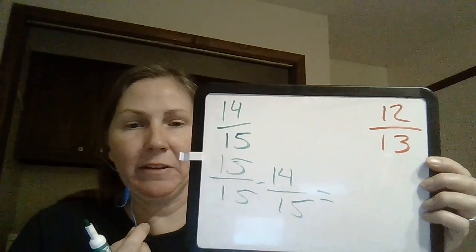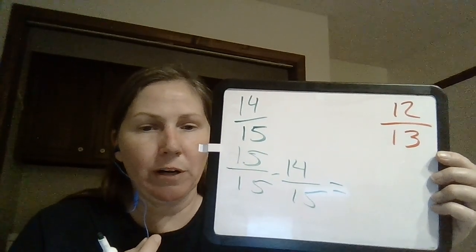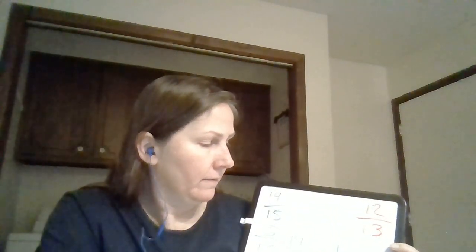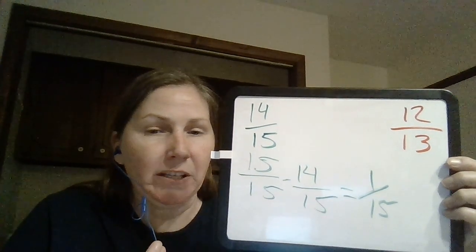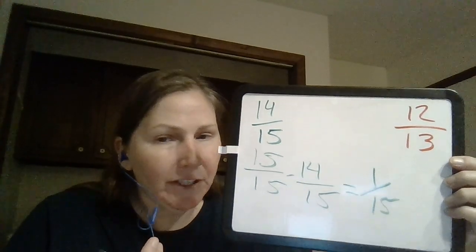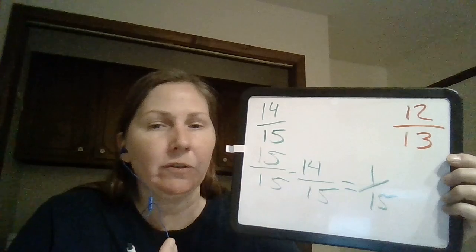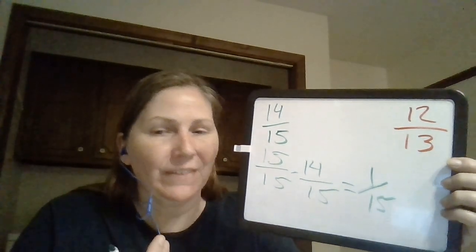Okay, it's sloppy, but we have 15 fifteenths minus 14 fifteenths, and 15 minus 14 equals 1, so that leaves us with 1/15. Let me write that down there for us. Okay, so we have 1/15, and that shows that we just need one more 15th to make 14 fifteenths a whole at 15 fifteenths. I'm going to erase this, and I'm going to write 1/15 underneath the fraction 14 fifteenths to show our missing piece.